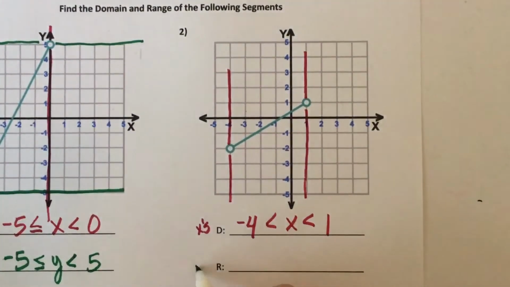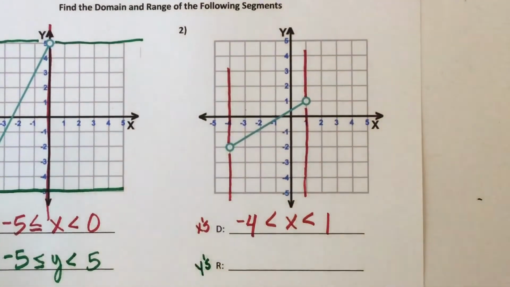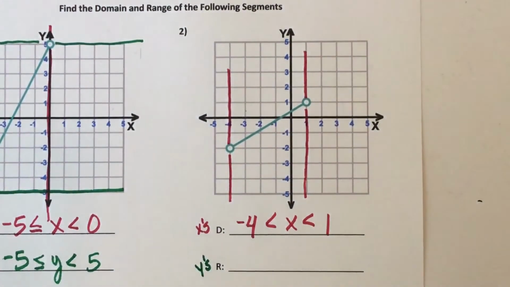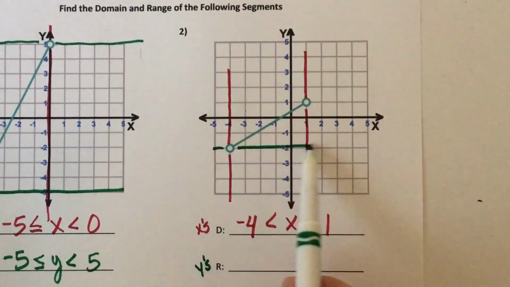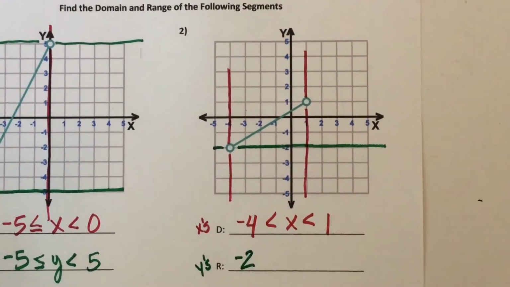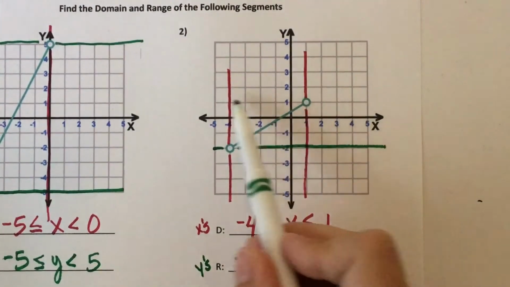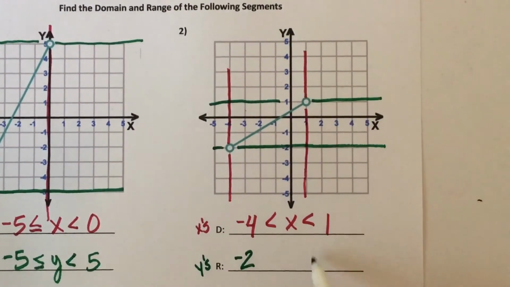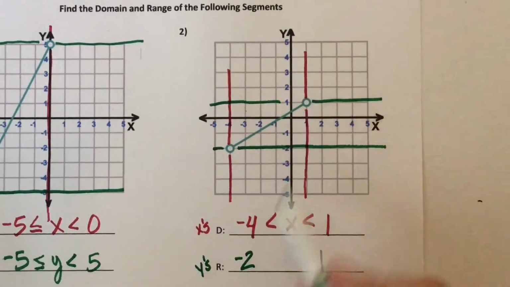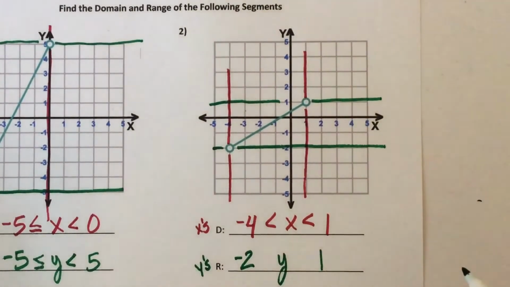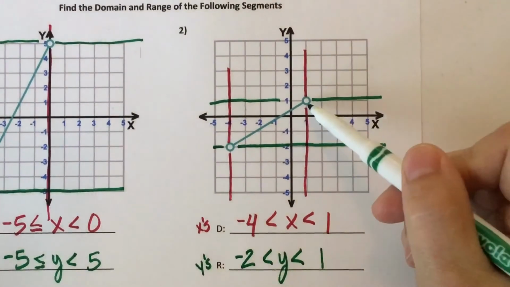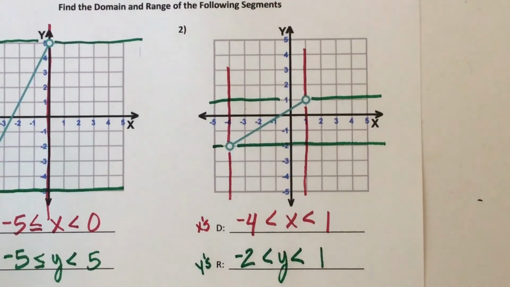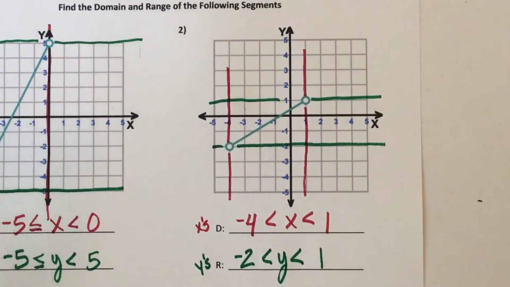Okay, let's try range. We're looking up and down. How low can you go? How high can you fly? So our lowest y is down here at -2. And our highest y is up here at 1. And it's all the y's in between. And then let's slap those signs down. And once again, they're open circles, so there's no equal signs. Do you remember doing this in your past?